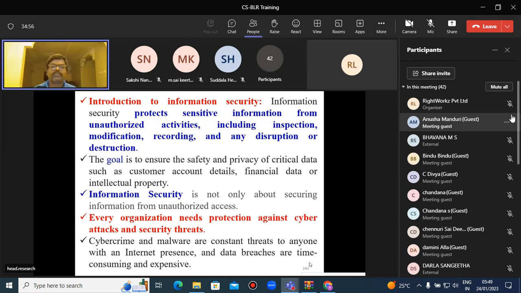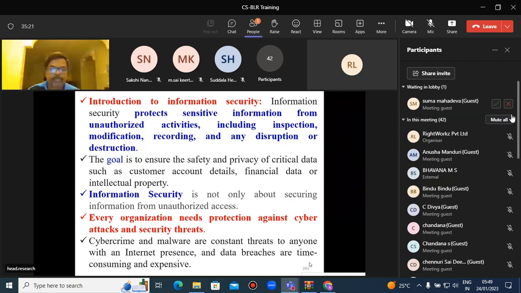Information security is not only about securing information from unauthorized access. Unless you are an authorized person, you cannot enter the data, modify the data, inspect the data, or record the data. If you are an authorized person, you can do all the modifications.